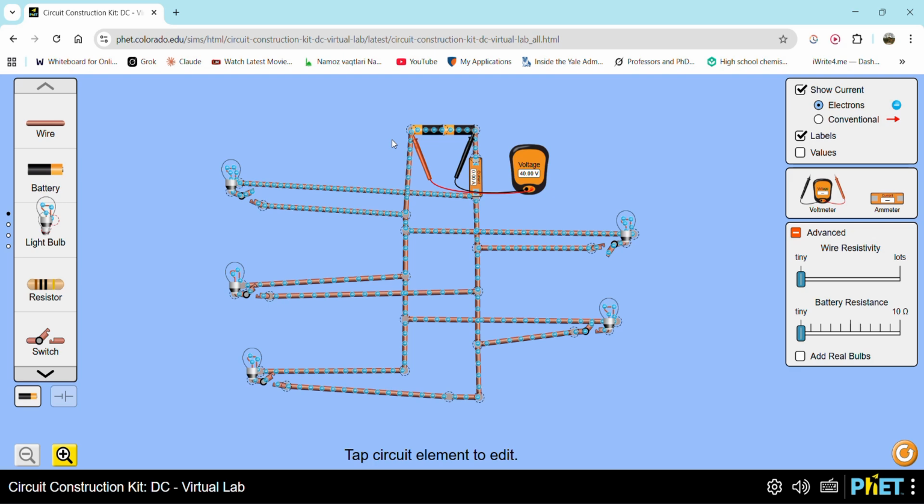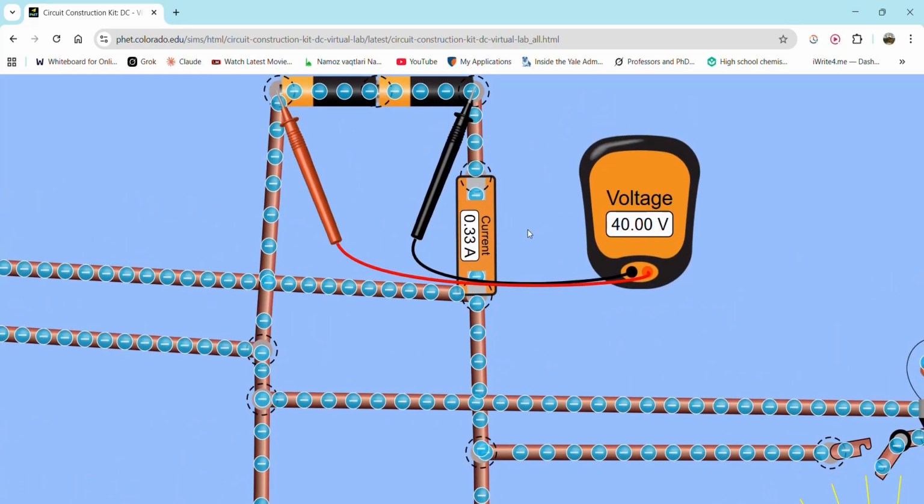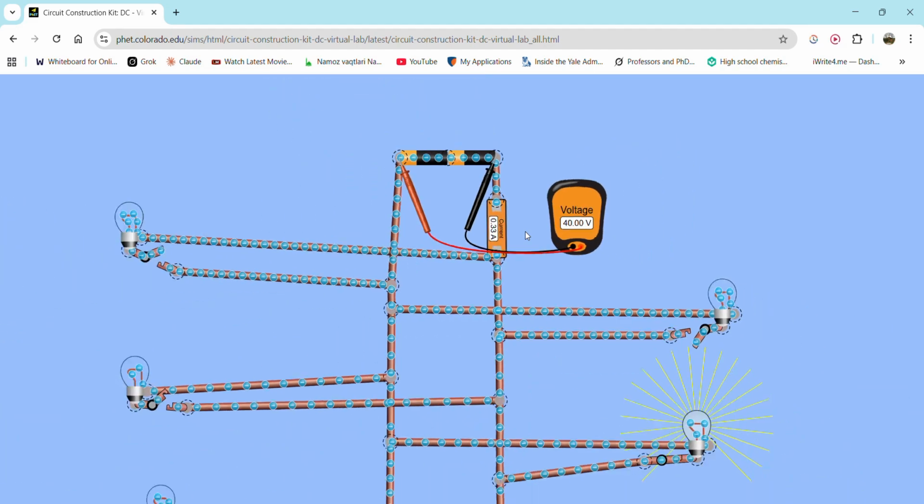And now I would like to show you three scenarios. The first scenario is when everybody is sleeping and only the fridge is being used, which is represented by this bulb. It has 120 ohms of resistance, and let's see what happens when we turn it on. Here our ammeter is showing 0.33 amperes of electricity being used, which is quite low, right?